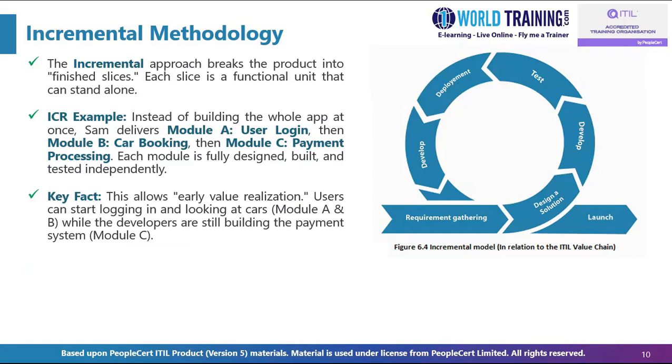Instead of building the whole app at once, Sam builds module A, user login, then module B, which is car booking, then module C, which is payment processing. Each module is fully designed, built, and tested independently. And the key advantage is it results in early value realization. Users can log in and browse cars while developers are still building the payment system. This approach suits products where partial functionality is genuinely useful to the consumer.